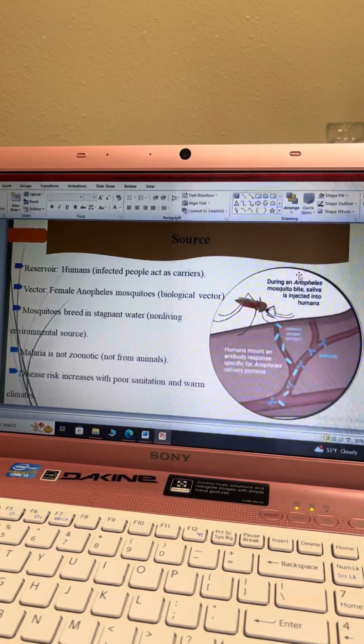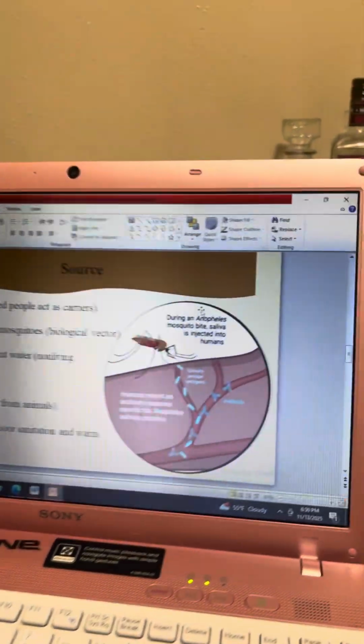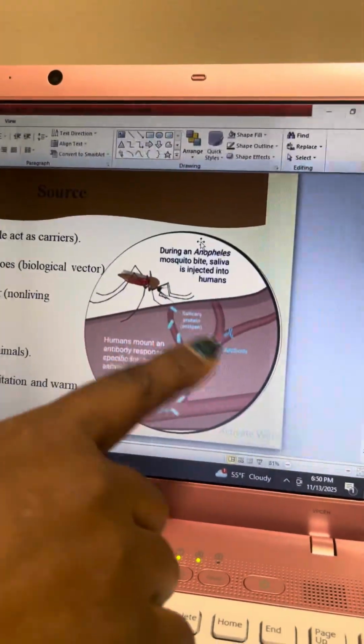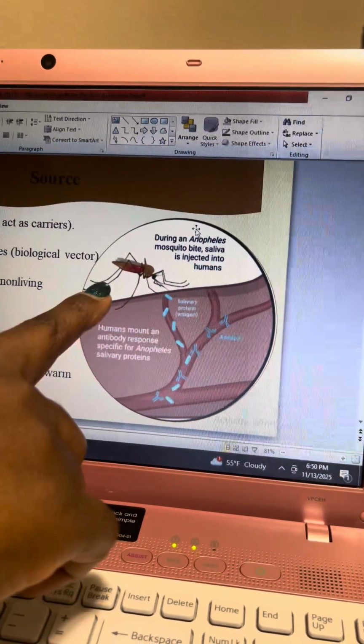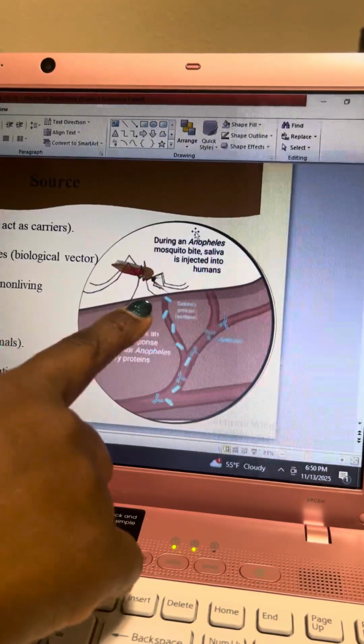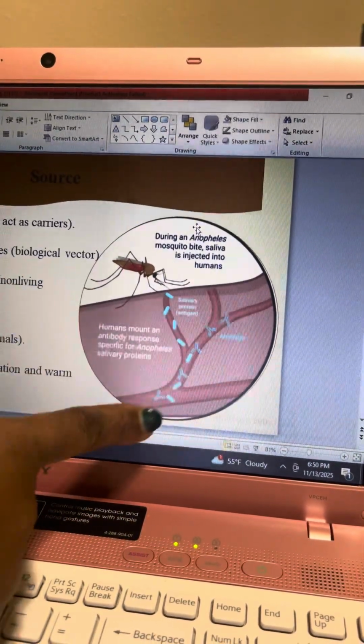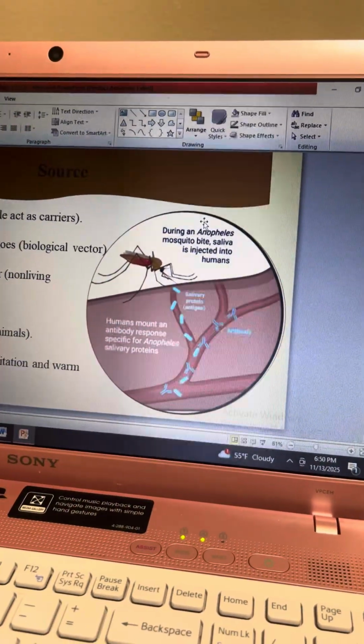On my right, I have a picture showing from when a human gets the mosquito bite and how the germs spread in the body.